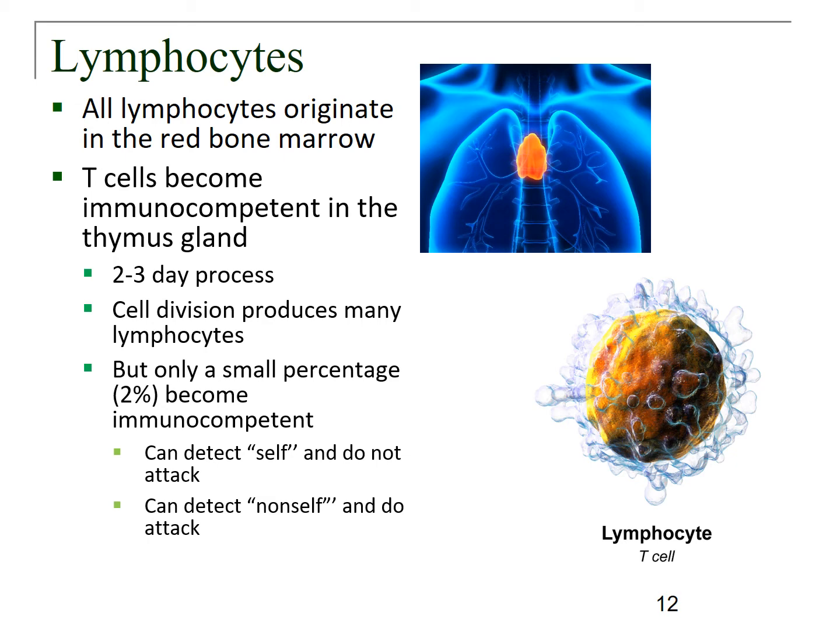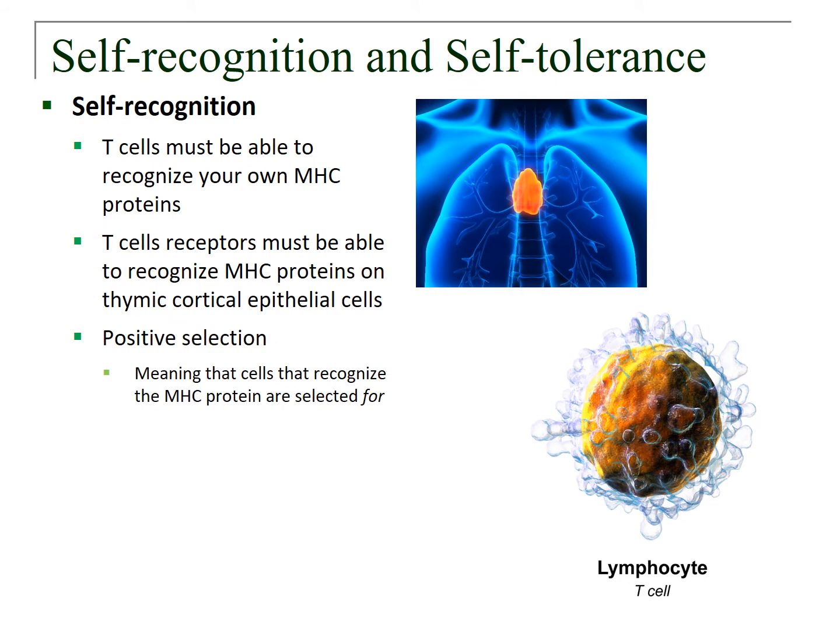Do you detect self but not attack it? If you attack self cells, you get screened out. Can you detect non-self and then attack it? If you detect a cell as non-self but you don't attack it, you're pretty much a useless lymphocyte and you get screened out in that case. So these two processes are called self-recognition, and the other process we'll cover in just a minute.